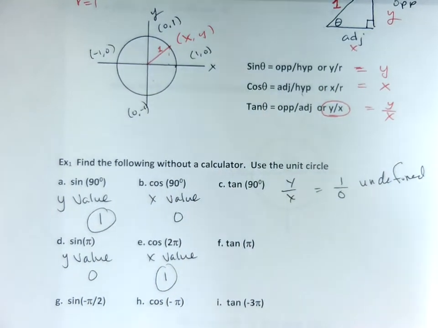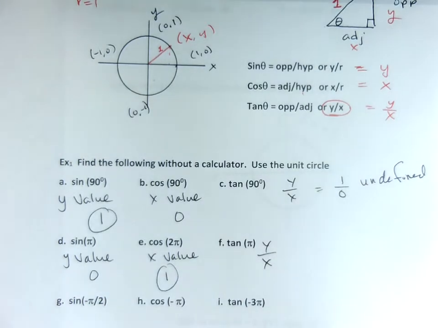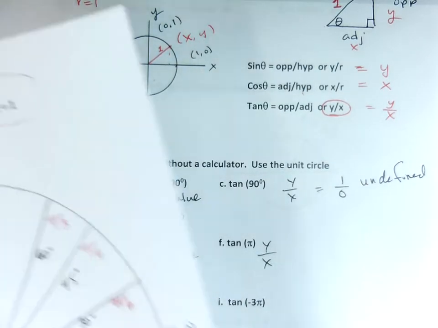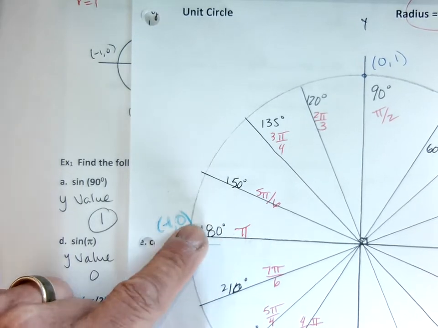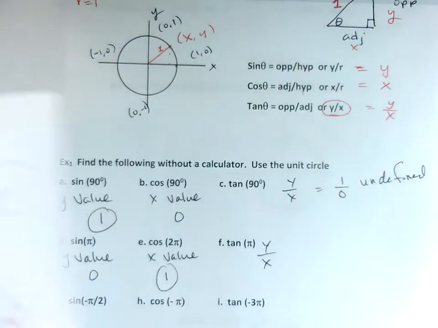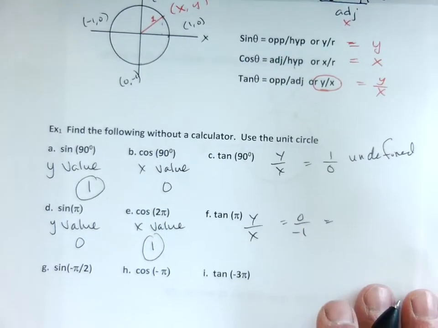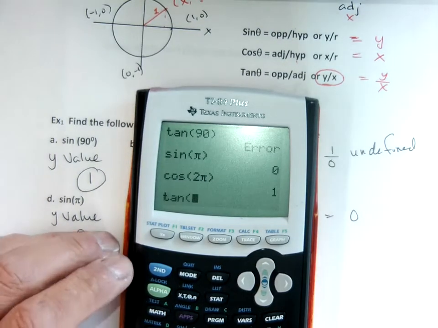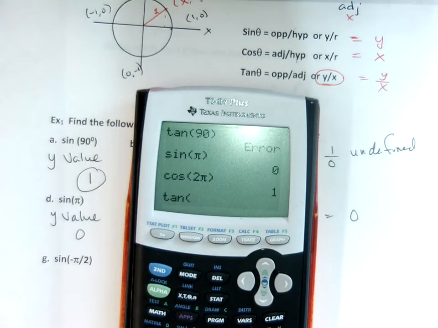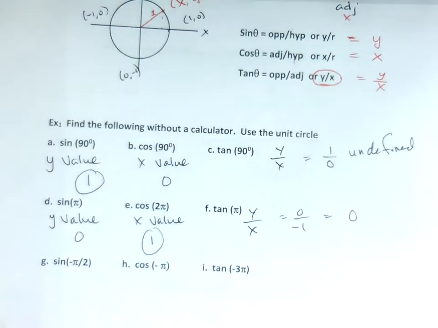Tangent of pi. Now tangent is my y over my x, right? I go to pi. It's my y over my x, which is 0 over negative 1, which is 0. And again, if I want to verify it, I can go to tangent of pi and 0. So it corresponds, right? But it's so much easier on the inner circle.